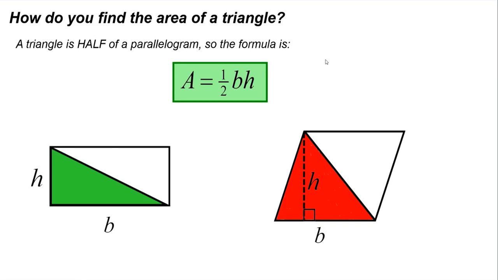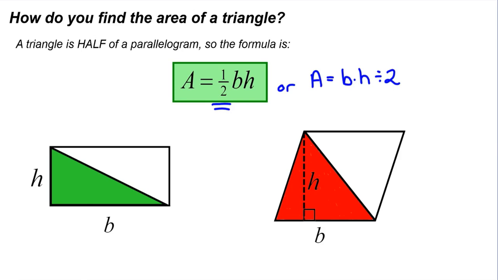So the formula is going to come from the formula for the area of a quadrilateral, which was base times height. Since a triangle is half of a quadrilateral, we just put the half in our formula. So we have 1/2 of the base times height. Or if you can't use fractions, it's base times height divided by 2. We're just going to cut it in half.